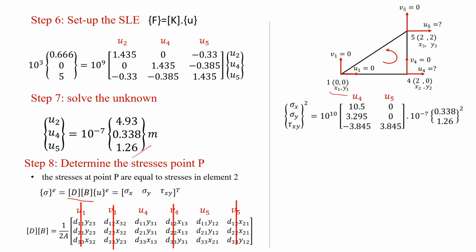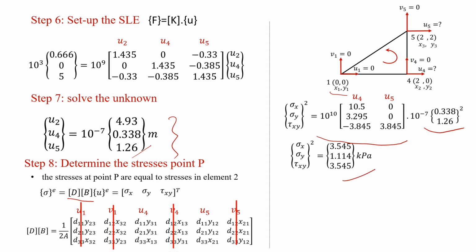So once we have solved the product DB, the next step, we just need to multiply the DB with the displacement that we obtained in the previous calculation here. So by multiplying these two matrices, we can obtain the stresses at point P or the stresses for element 2 as shown here in this slide.